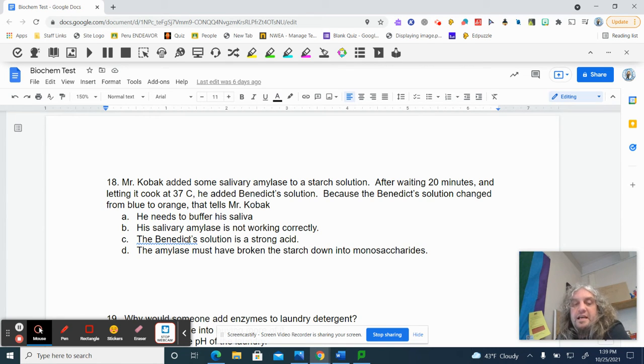B, his salivary amylase is not working correctly. C, the Benedict solution is a strong acid. Or D, the amylase must have broken down the starch into monosaccharides.